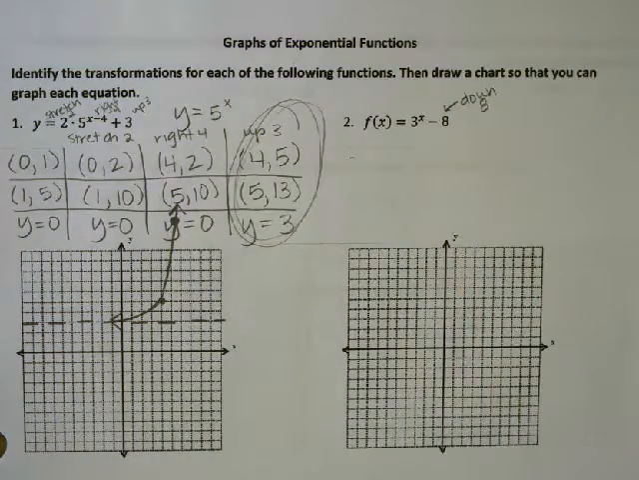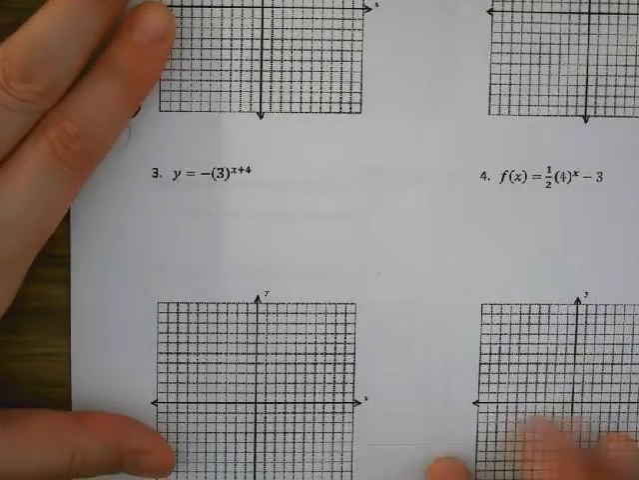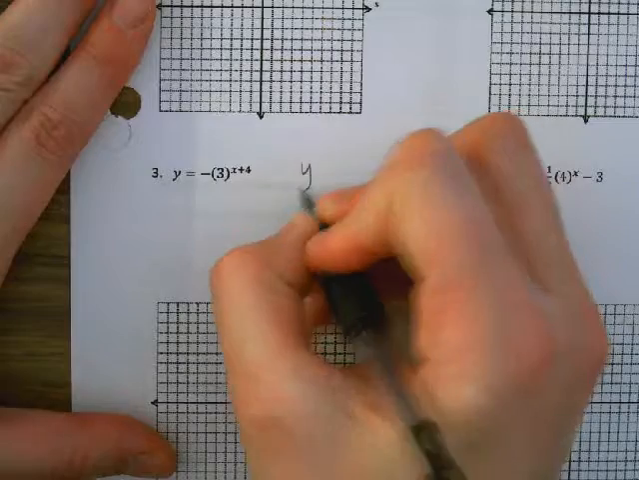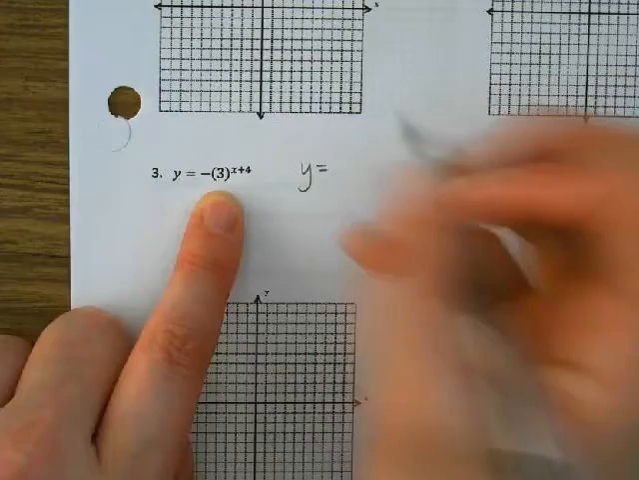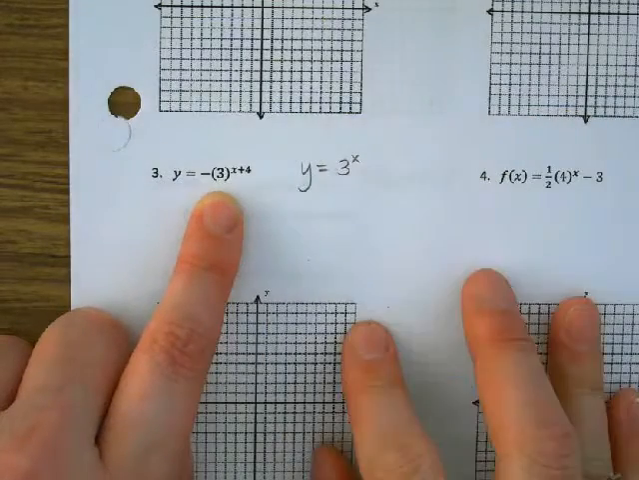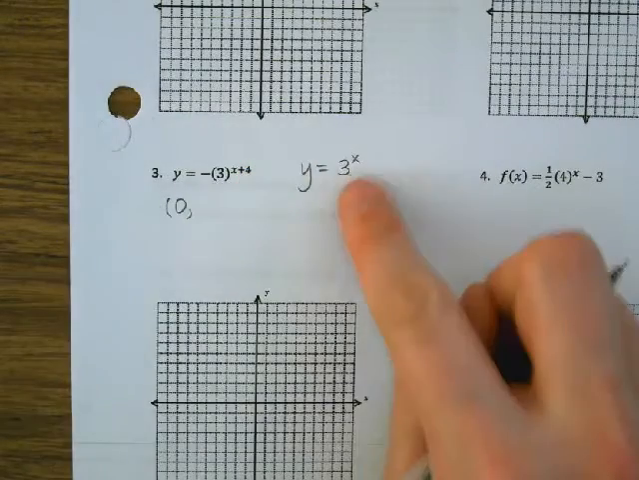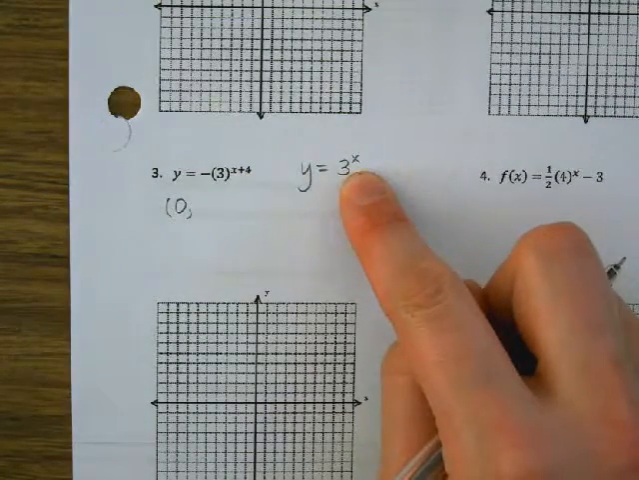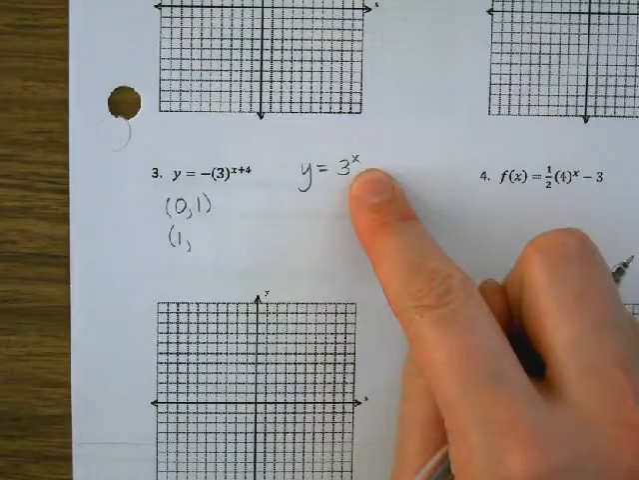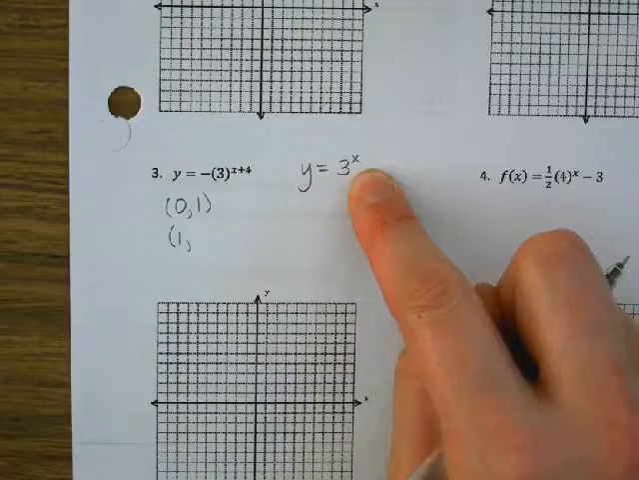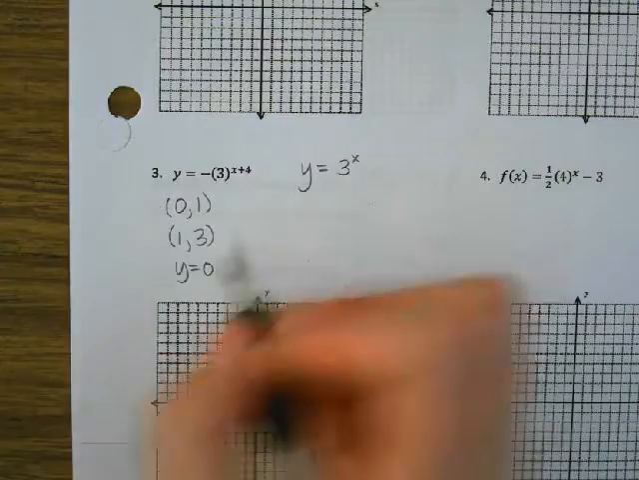Okay, let's go ahead and look at number 3 because we haven't done one like number 3 yet. So let's go ahead and write the parent graph. What's the parent graph for number 3? 3 to the x, right? Has a base of 3, so 3 to the x. So if we plug 0 in for the x, then what do we get? 1. If we plug 1 in for the x, what do we get? 3. 3 to the 1 is 3. And then we have a horizontal asymptote at 0.